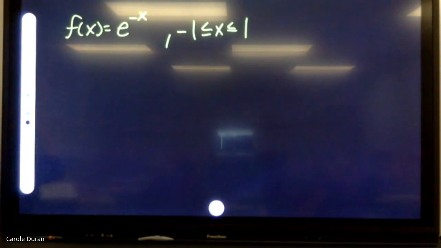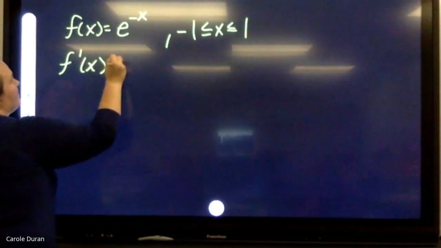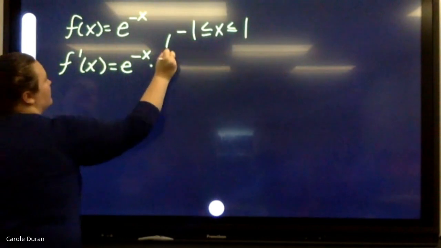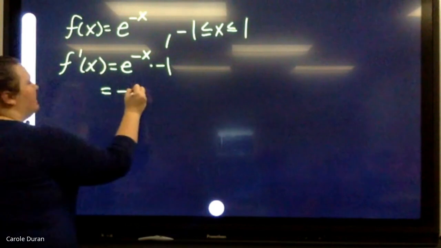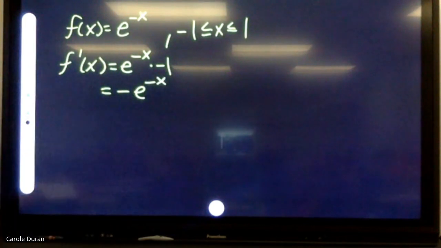Okay, what's the first thing I need to do? Take the derivative. Okay, how do I take the derivative of e to the -x? It's the same thing, so you have a negative x. So e to the x times the derivative of x, or whatever is in my x place. So my derivative is going to be e to the -x times the derivative of -x, which is -1. So then this just becomes negative e to the -x. That is my derivative. That was not a trick question.